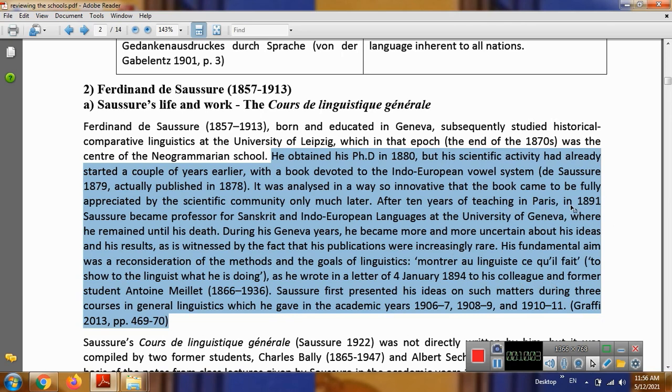After 10 years of teaching in Paris, in 1891 Saussure became professor of Sanskrit and Indo-European languages at the University of Geneva, where he remained until his death. During his Geneva years, he became more and more uncertain about his ideas and his results, as witnessed by the fact that his publications were increasingly rare. His fundamental aim was a consideration of the methods and the goals of linguistics, which, you can read in the original language, means to show the linguist what he is doing.